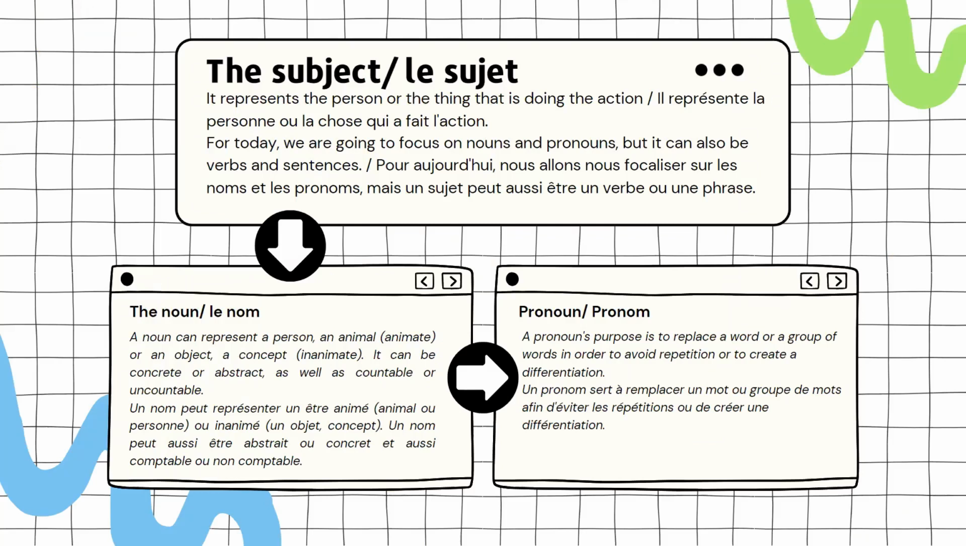The subject represents the person or the thing that is doing the action. For today, we are going to focus on nouns and pronouns, but you have to know that it can also be verbs and sentences. This will be seen much later in the future.